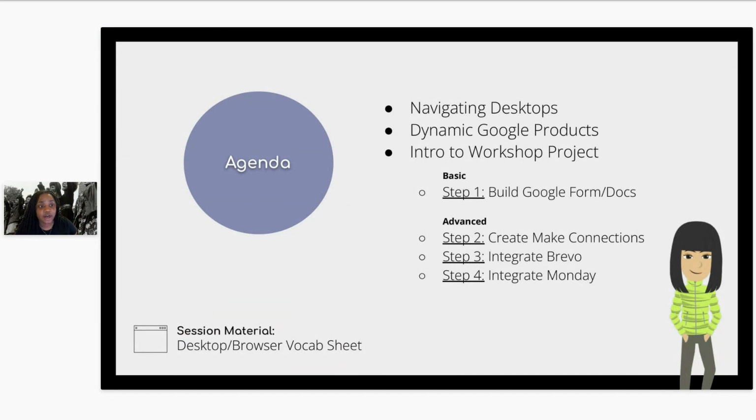Now, as for content, the content that we'll be reviewing as our session material will be a vocabulary sheet. If you would like to use that vocabulary sheet, it's been provided in the chat section here for the workshop, but it'll also be available at the bottom of the recording for this workshop as well. So let's dive into navigating desktops to get things started.